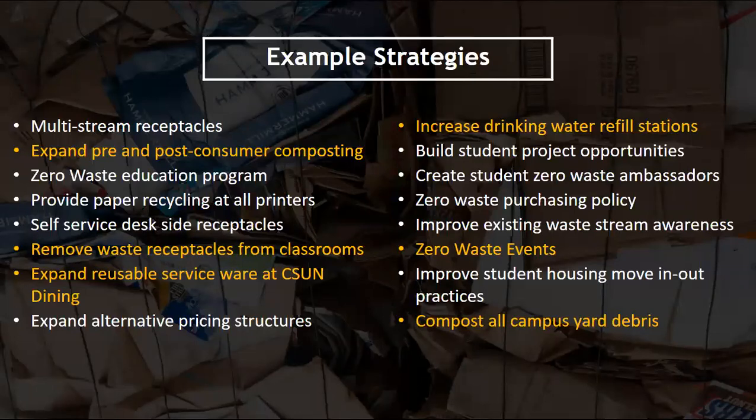This is the strategy that we ended up rolling out throughout the campus over the last several months. Expanding reusable serviceware at CSUN Dining. Again, going back to that plastic stat, right? Reusable is always better than recyclable or even compostable. So how do we start integrating this into our CSUN Dining operations? I know they're starting to sell reusable silverware sets and cups and mugs and things like that. If you haven't seen those, there are options there for you.